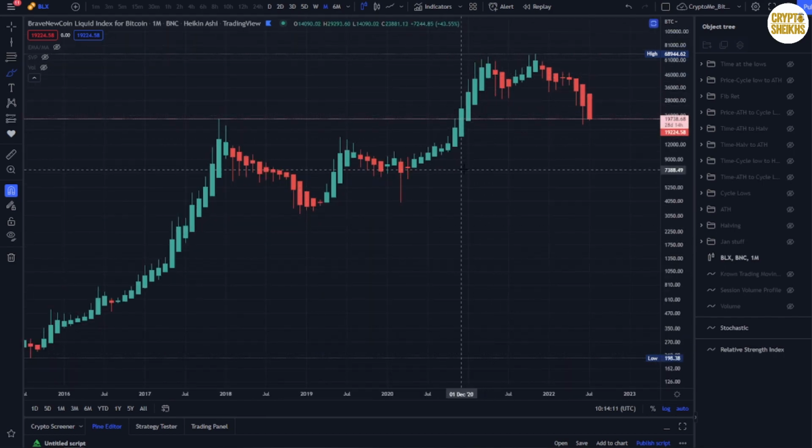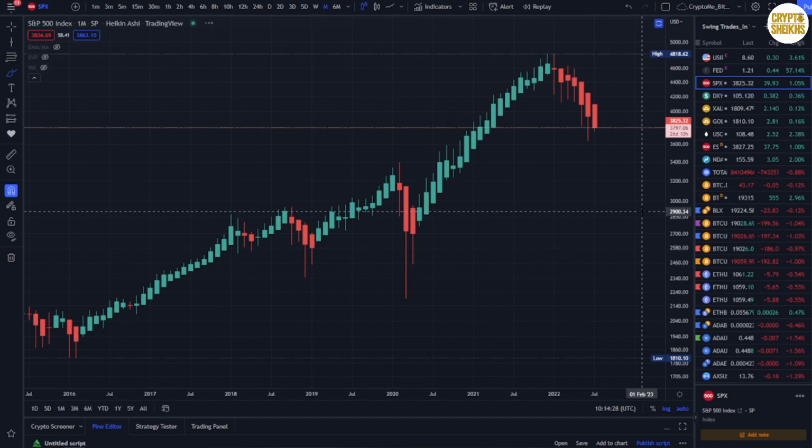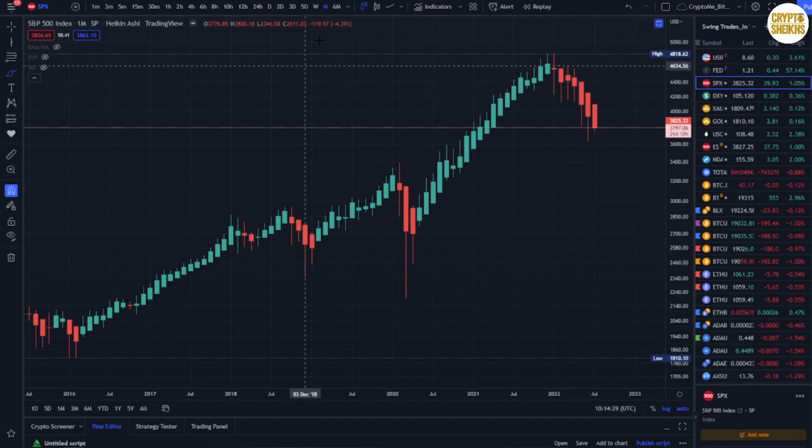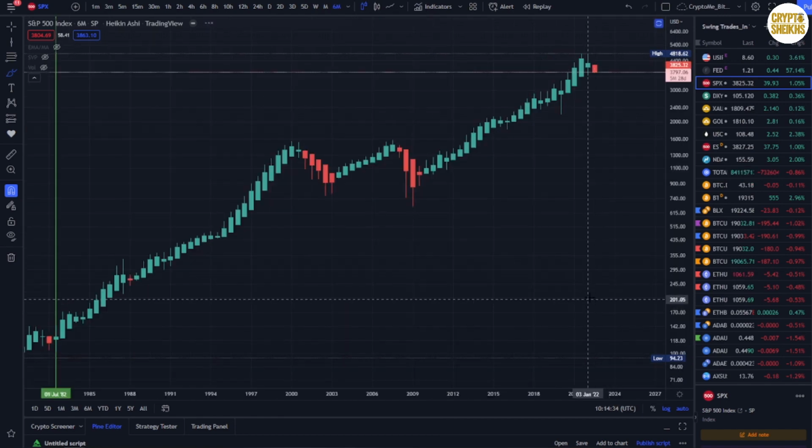So what's the difference when I say this cycle? The bear market in this cycle is different than the others, simply because the macroeconomics is different. How is that? Let's look at the S&P. This is the 6-month chart of the S&P.